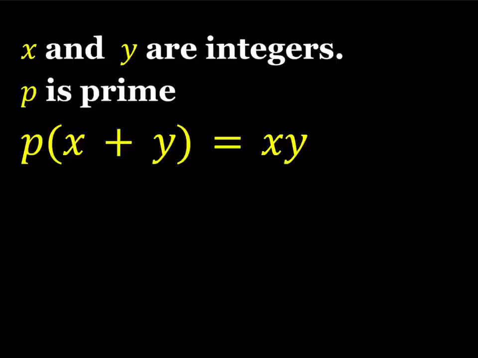Hello everyone, in this video we're going to be solving a problem from Spanish Math Olympiads. x and y are integers, p is a prime number, and we have the equation p times the quantity x plus y equals x times y. So we're going to be looking for integer solutions. And p is a prime number, it's basically any prime number, including the 2.